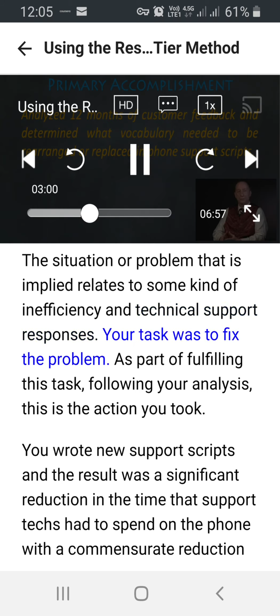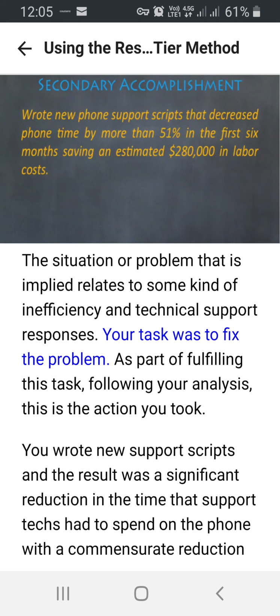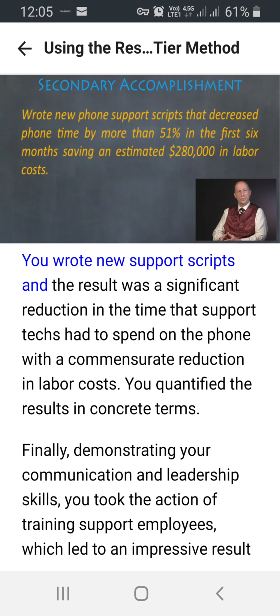Your task was to fix the problem. As part of fulfilling this task, following your analysis, this is the action you took. You wrote new support scripts, and the result was a significant reduction in the time that support techs had to spend on the phone, with a commensurate reduction in labor costs. You quantify the results in concrete terms.